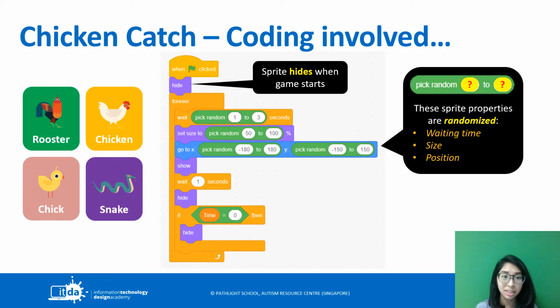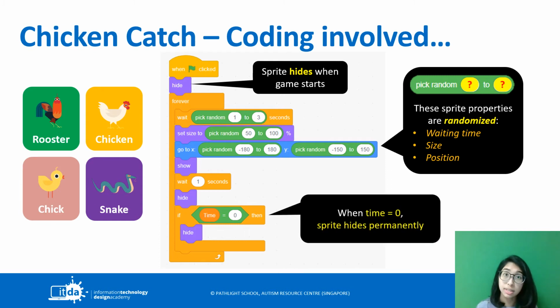Once all these are done, then your sprites will start to show themselves. They will wait about 1 second before they finally hide. And then this is the game over code. If your time runs out, if the time equals 0, then your sprites will hide themselves permanently. So this is very simple coding. It's the same for all your sprites, but the second code is just a bit different. Before we move on to the second code, I want to explain a bit more about this position. What is this position random for?